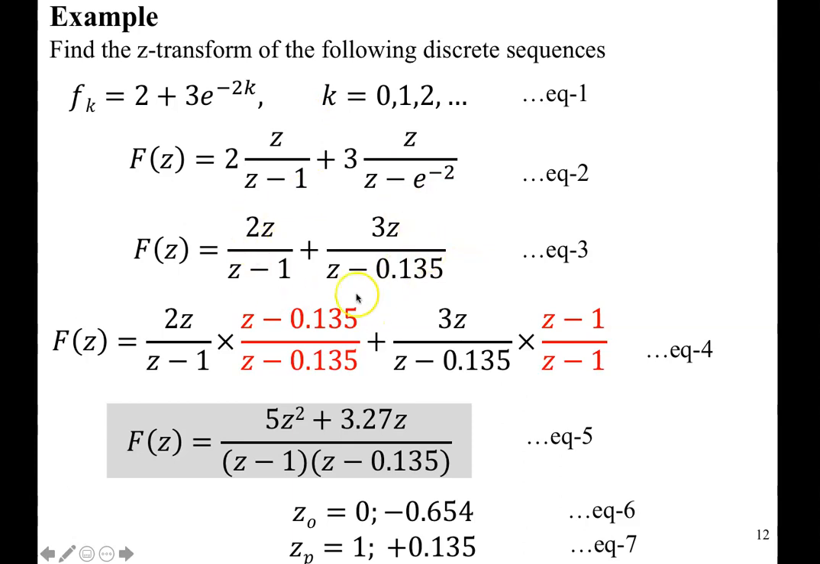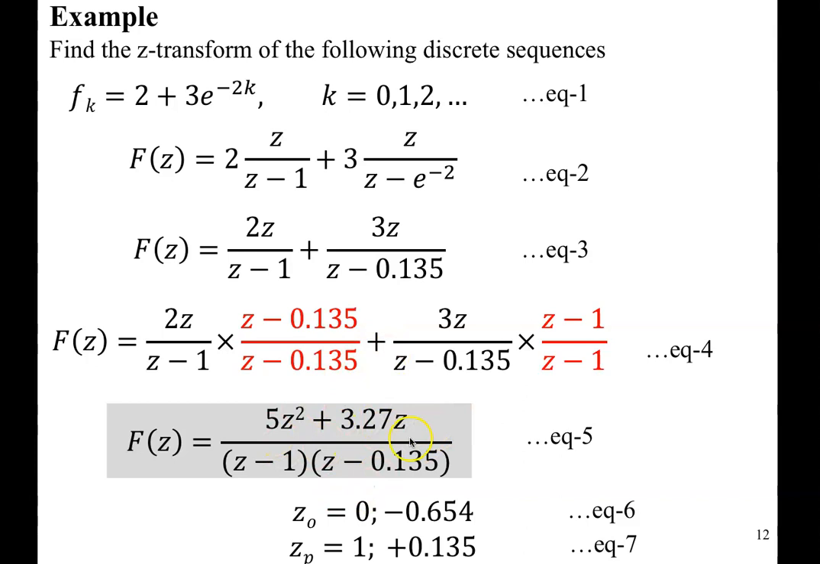So you got that, and if I want to find the zeros and the poles, notice that I started with positive Z, because part of my question is that I want to find the zeros and the poles. You find the common denominator of these two. For the first term, I need to multiply by Z minus 0.135 over Z minus 0.135. For the second term, I need to multiply by Z minus 1 over Z minus 1. So I have a common denominator for the two terms, and then I can add the two together.